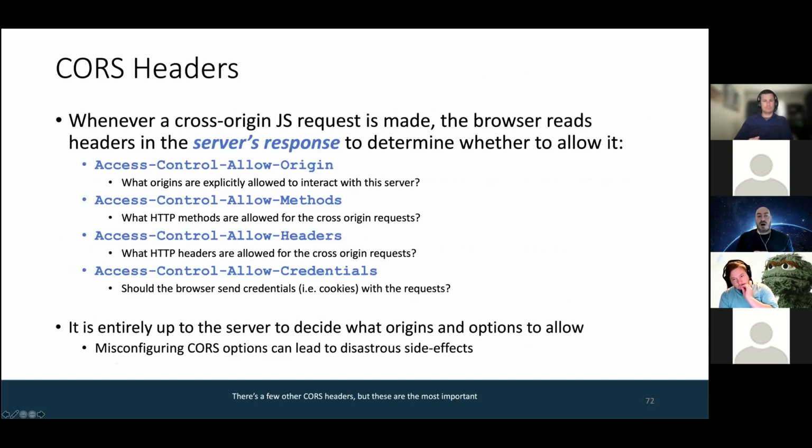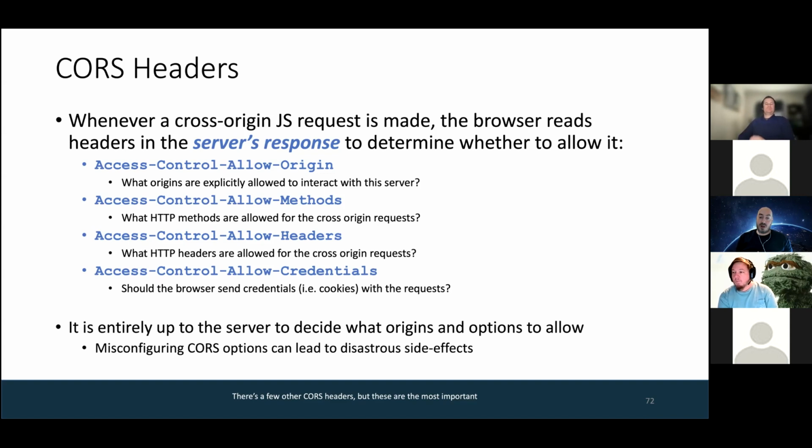Whenever a cross-origin JavaScript request is made, the browser needs the server's response in order to determine how it can allow it. There are four major headers that you use. The first is allow origin, so who are we allowing? And the biggest thing is it allows wildcards. You can say allow star, and that'll allow the whole internet. You can say allow star.google.com, and this will allow everything from google.com to interact as if they are you under the same origin policy.